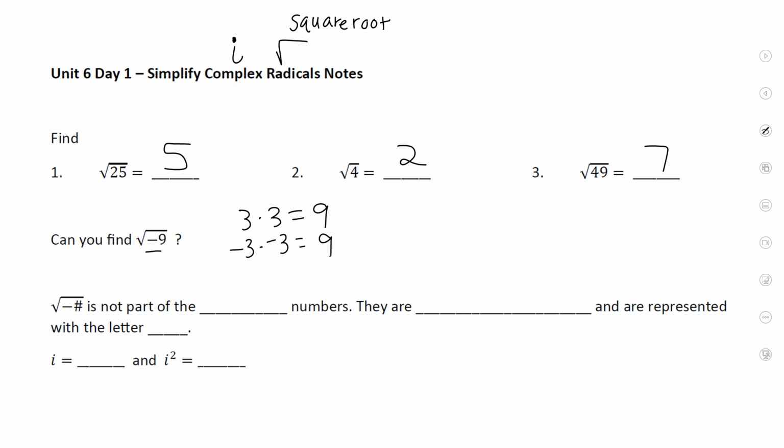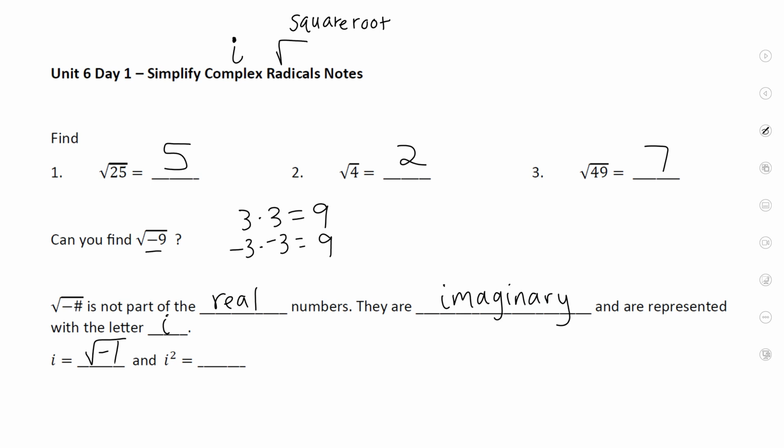Okay? So in this case, this is not part of the real numbers. This is not going to be on the number line. The square root of a negative number is not a part of the real numbers. They are imaginary numbers. That's what the i stands for, and it is represented with the letter i. Now, a few definitions. i is equal to the square root of negative 1.